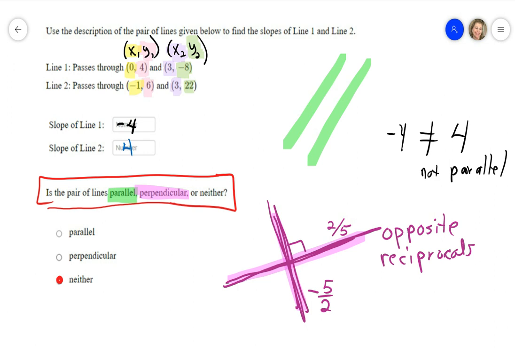Well, if I go back to my two slopes, if one of them's -4, then the opposite reciprocal would have to be a positive 1/4. It's not, it's a +4. So not only does it have to be opposite signs, but it also has to be reciprocals. So yeah, they're opposite signs, but they're not reciprocals. So therefore, that's a neither. So hopefully that explains that problem for you and gives you more insight on parallel and perpendicular.